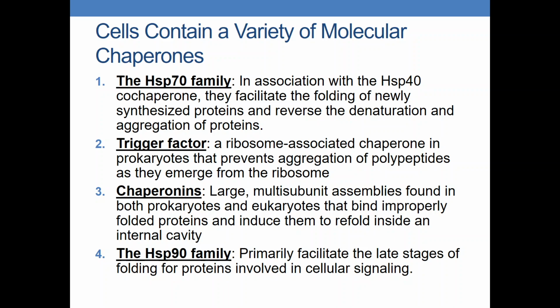The last family here are HSP90 proteins. HSP90s are among the most abundant proteins in eukaryotes. They actually account for about 6% of cellular proteins under stress conditions. And they are also primarily involved in the late stages of folding for proteins involved in signaling. So they're really important for quality control, but they're also important for the later stages of protein folding.